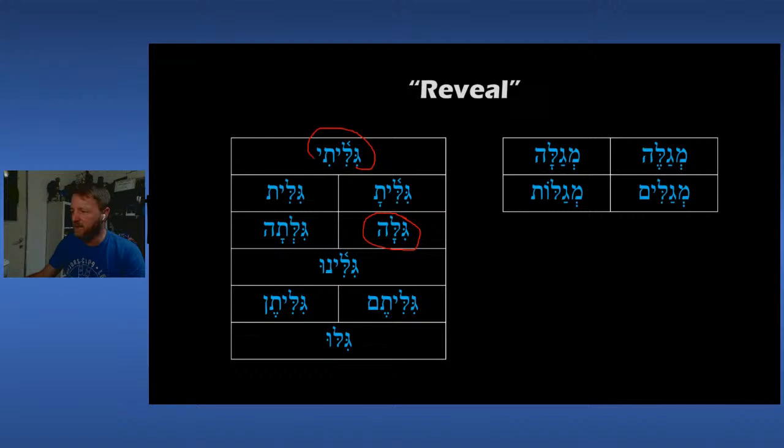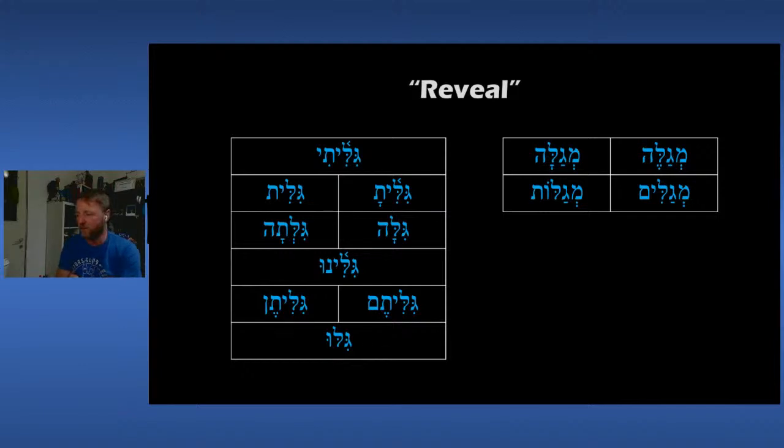Ani giliti, I found out, I revealed, I uncovered. Ata gilita. Notice that the vowel causes the tav not to take dagesh, just like with the aleph. At gilit, you discovered, you found out. Hu gila, he revealed.